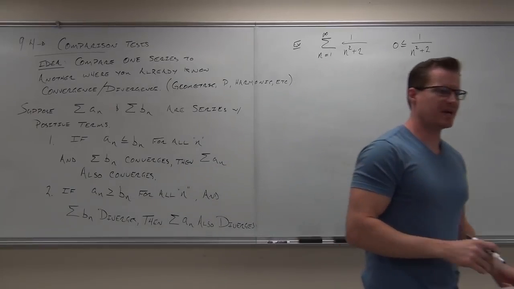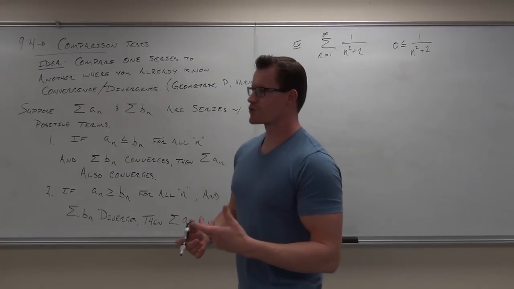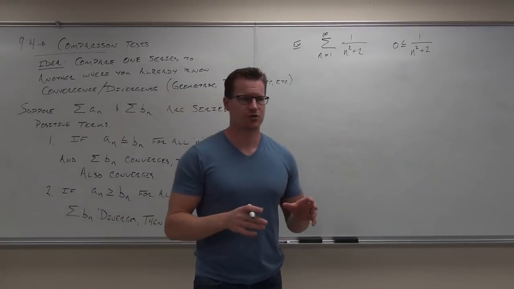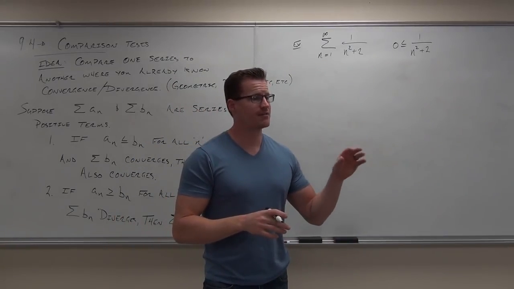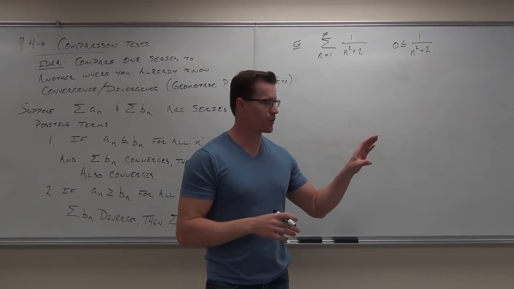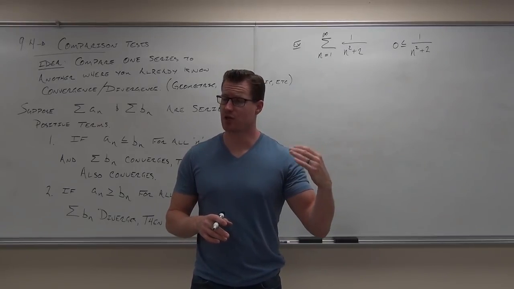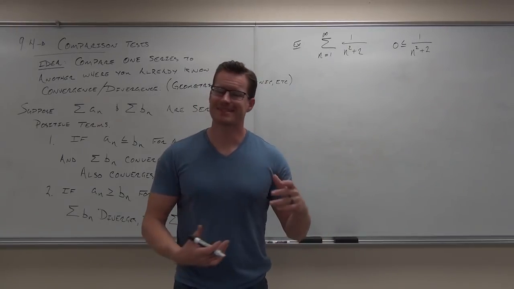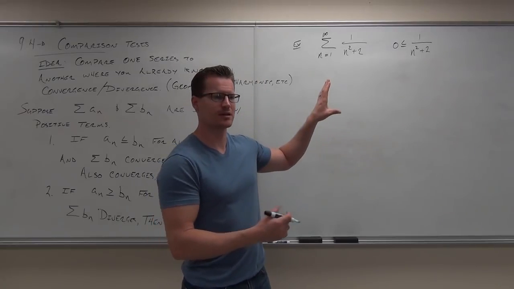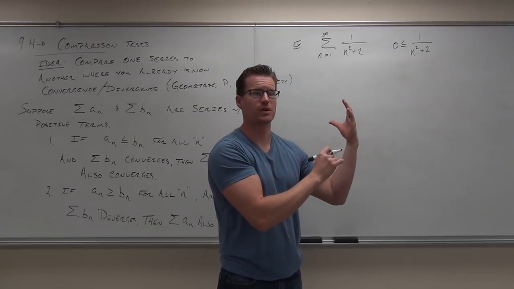And now we're going to base this on something that we already know the convergence for. Listen, if we're trying to show convergence, you need to have this as less than some series where you know convergence. If you want to show divergence, you need to have this bigger than some series you know divergence for. It's silly to have something less than something divergent or bigger than something convergent. That doesn't show you anything.